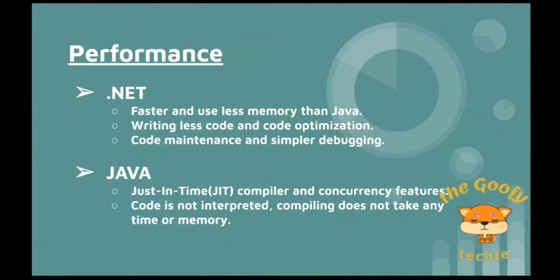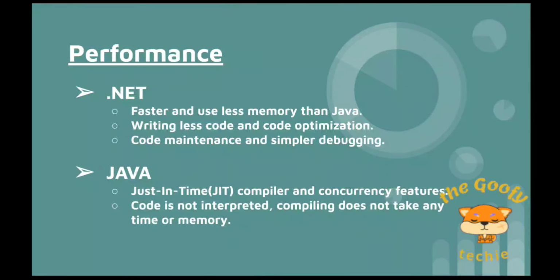The performance of Java is due in part to its just-in-time compiler and concurrency features. The Java runtime environment includes the JIT compiler. The JVM executes the compiled code because the code is not interpreted. Compiling does not take any processing time or memory. As a result, a Java application runs at the same speed as a native application.